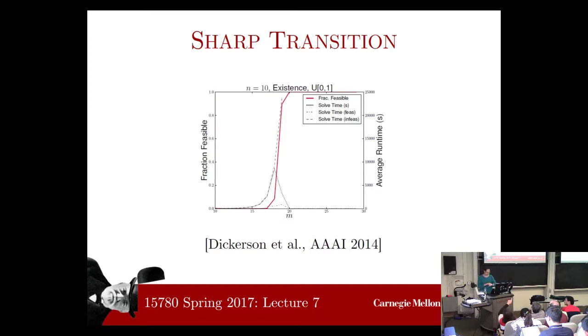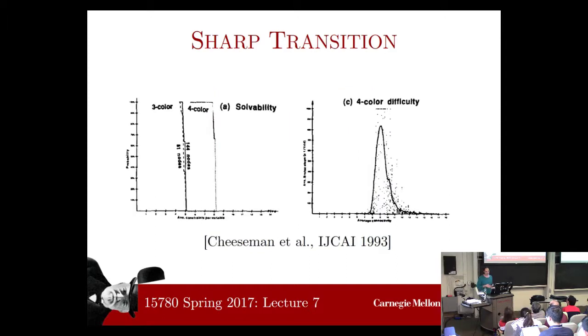Yeah, Jonathan. What were the axes on the right graph there? The x-axis is again the same thing, which is the average degree of the vertices, and the y-axis is the running time of some algorithm they use to solve these instances.